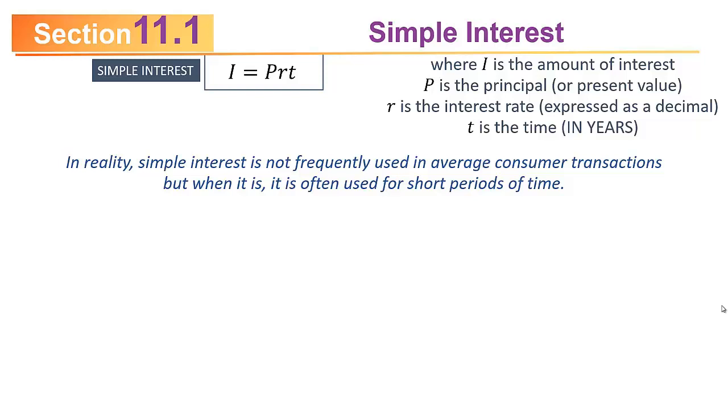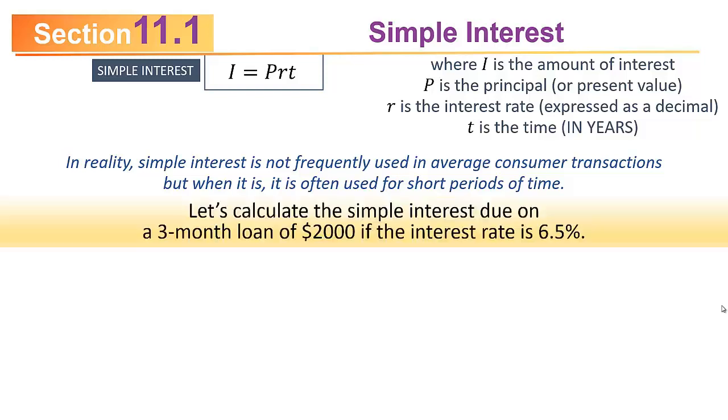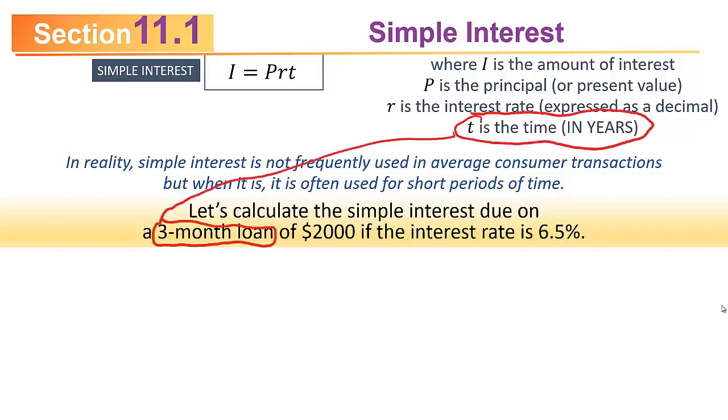In reality, simple interest is not frequently used in average consumer transactions, but when it is, it's often used for just short periods of time. For example, let's calculate the simple interest due on a 3-month loan of $2,000 if the interest rate is 6.5%. It's a 3-month loan and the time has to be in years.